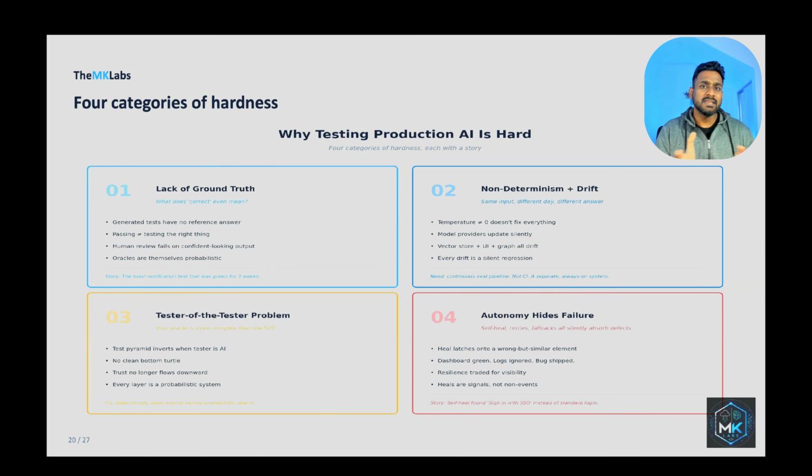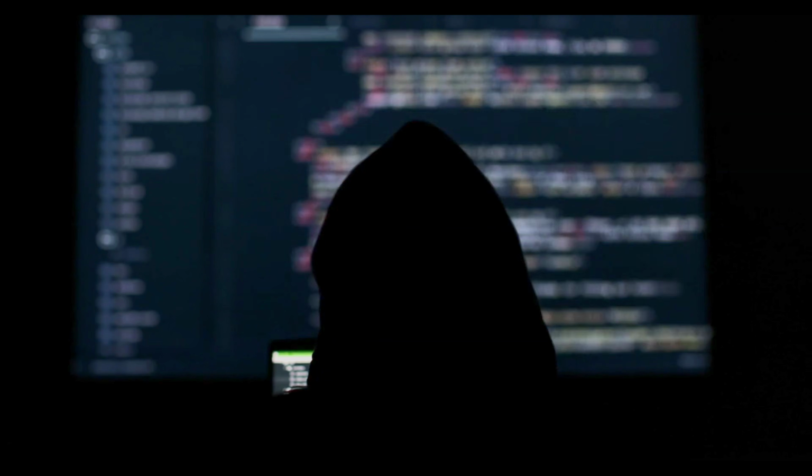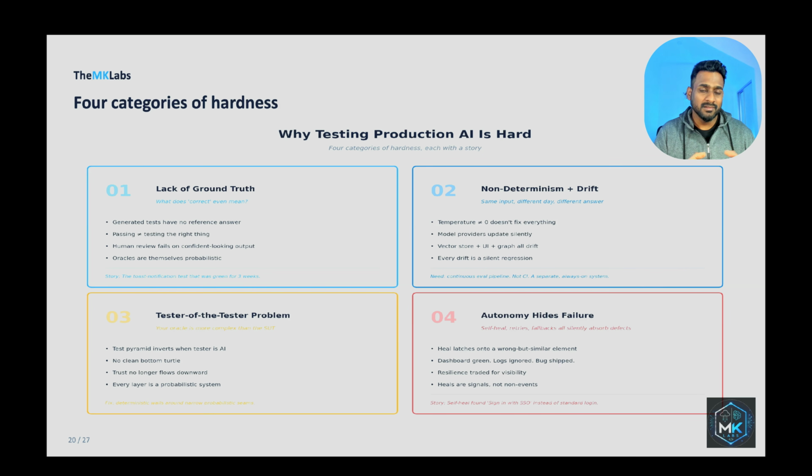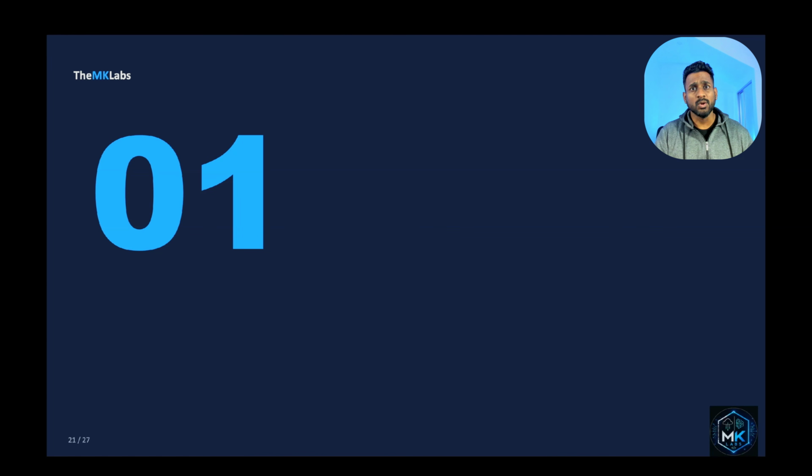So as we walk through these, I want you to keep one phrase in mind, right? A passing test is no longer proof of correctness. This statement is uncomfortable, I know, but once you accept it, the rest of the design decisions make sense. Let's go one by one. The lack of ground truth.